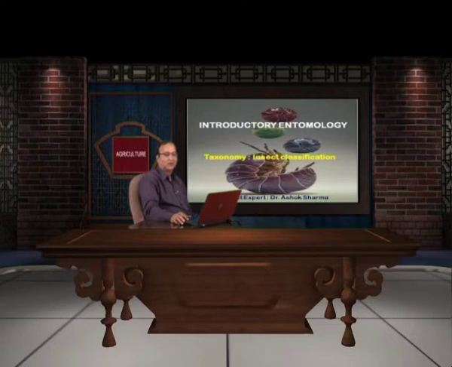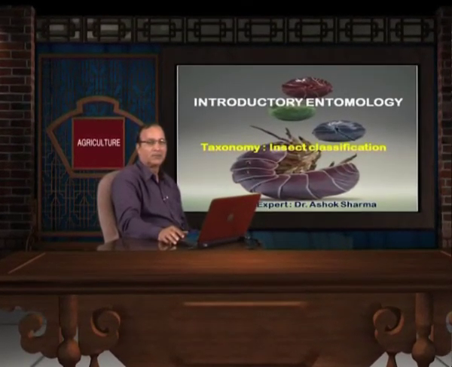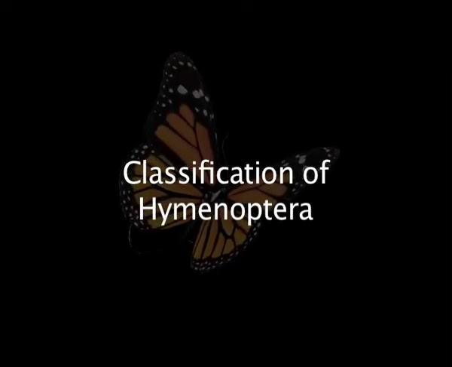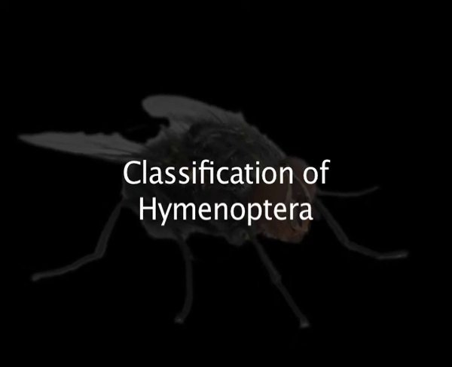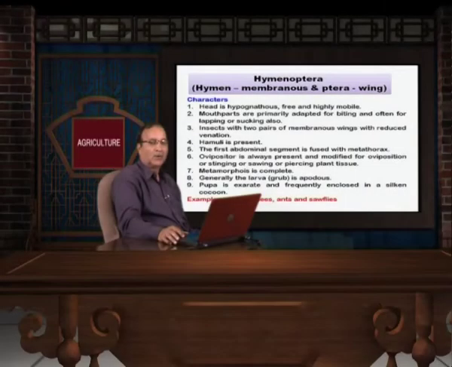In this unit we shall discuss the classification of two important orders, that is Hymenoptera and Diptera, along with the characters of individual orders and the important families which are important economically. Now coming to the order Hymenoptera.